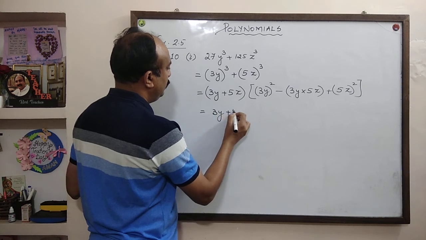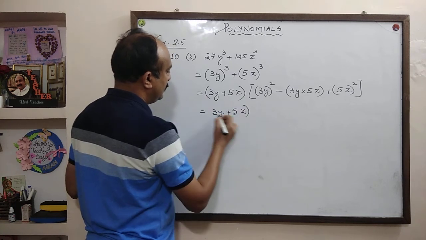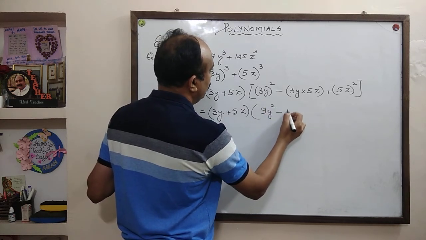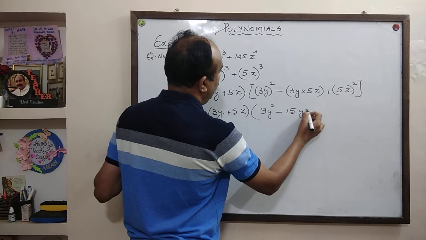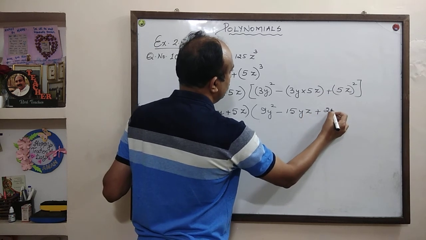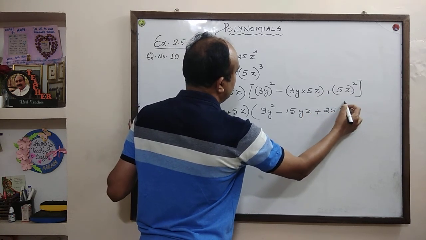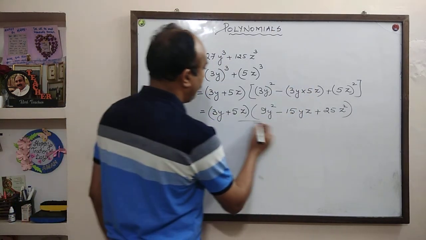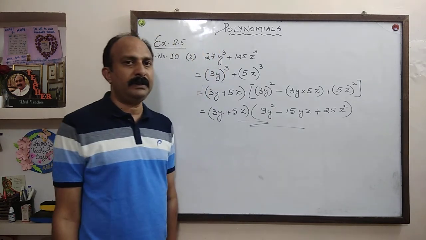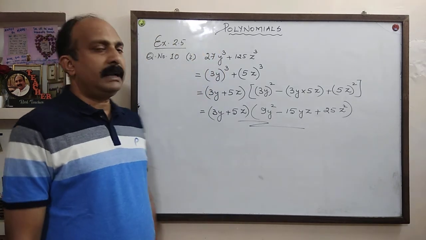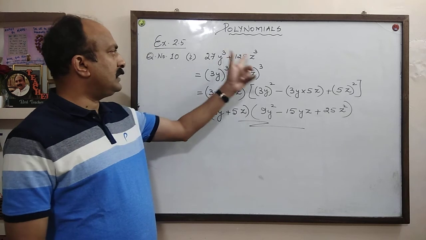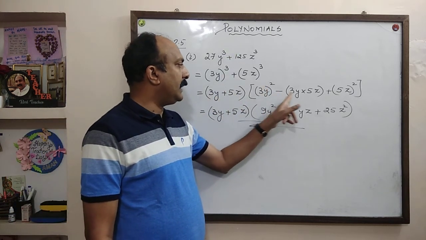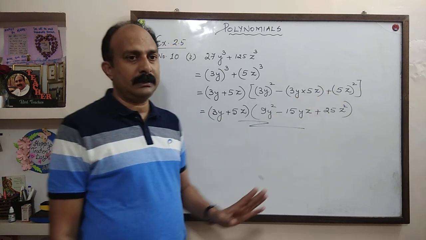3y plus 5z into 9y square minus 15yz plus 25z square is the answer. So it's very simple. The direct application of the formula a cube plus b cube is equal to a plus b into a square minus ab plus b square.